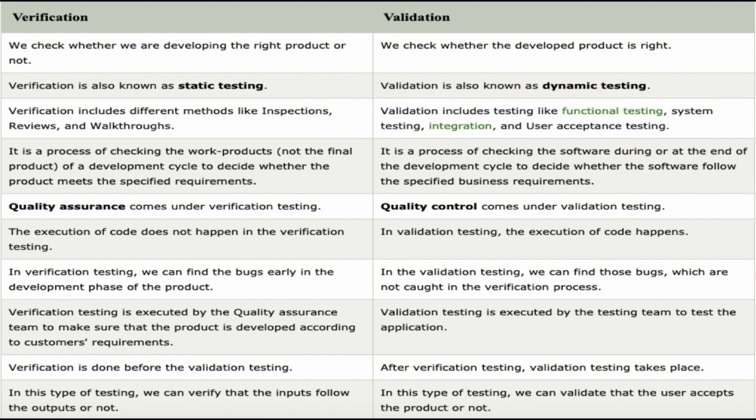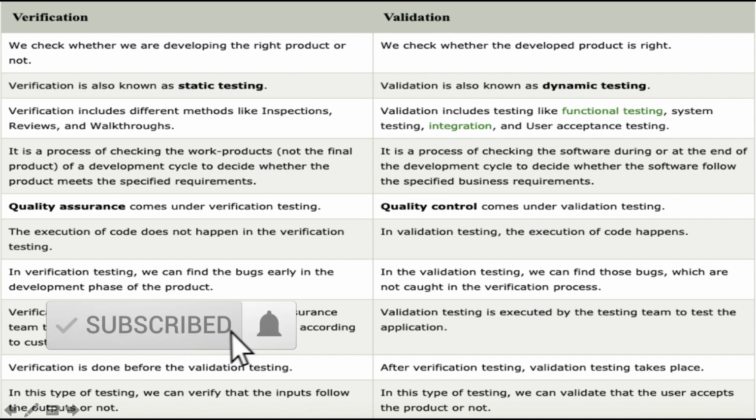Whereas validation is a process of checking the software during or at the end of the development cycle to decide whether the software follows the specified business requirements or not. So in validation we check that after the end of the development cycle the software is according to the business requirements or the client requirements or not.